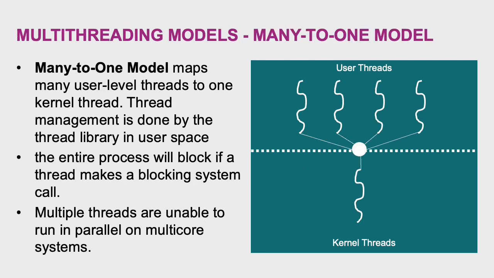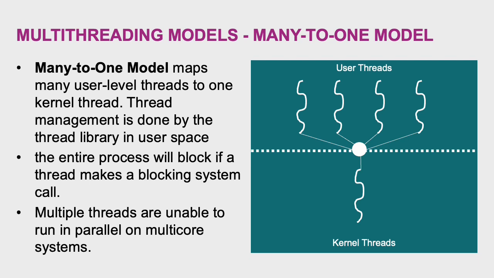In the many-to-one model, various user-level threads are mapped to a single kernel thread. The thread management functionality is implemented by the thread library in the user space. The model is very simple, but has several limitations. Whenever a running thread executes a blocking system call, the entire process is blocked, leading to system inefficiency.